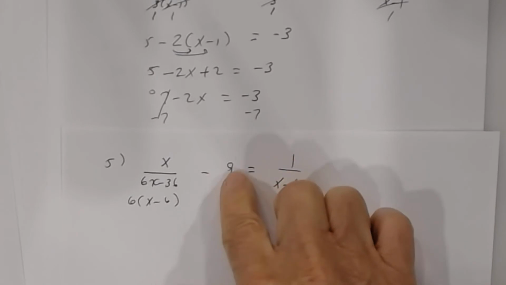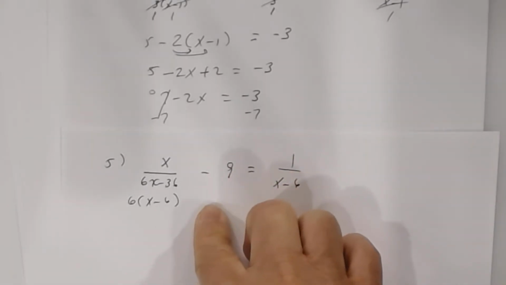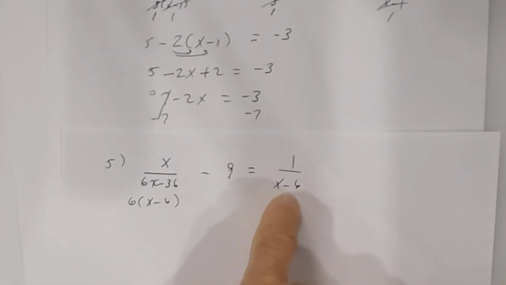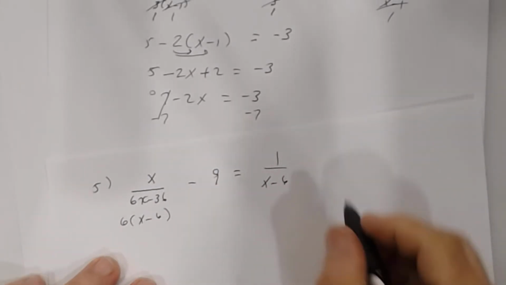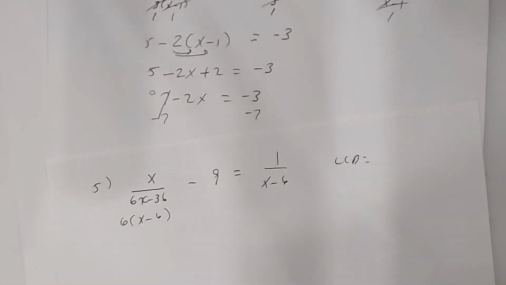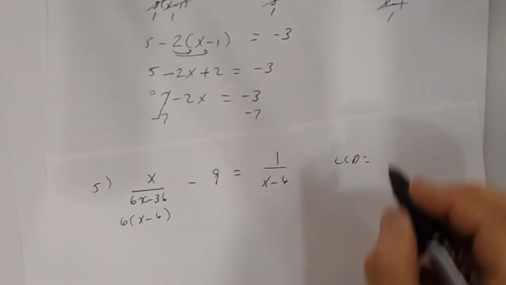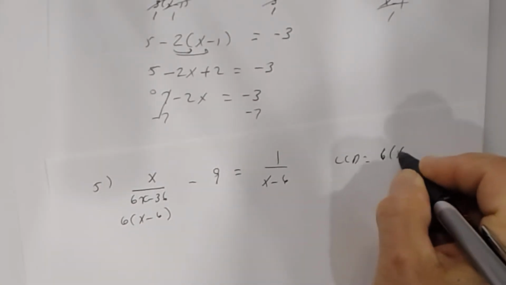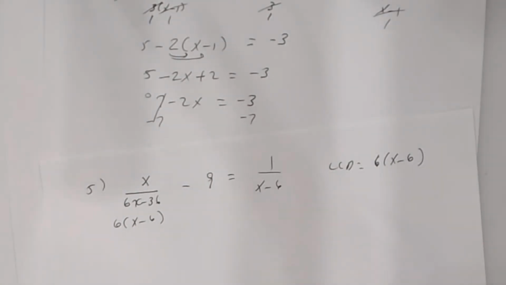The second rational expression, that minus 9, that's just a 1 down there. The next rational expression, the denominator is x minus 6. Can I factor that? No. All right. Now we can talk about the LCD. What do you think the LCD is? 6 times x minus 6. Very good. 6 times x minus 6. So remember, every factor has to be part of your LCD.